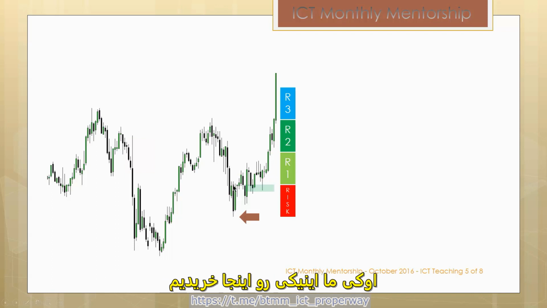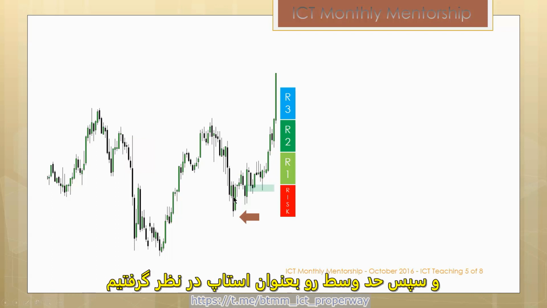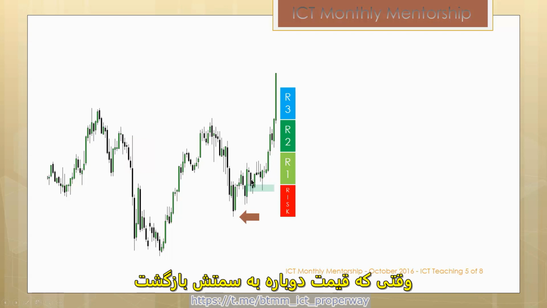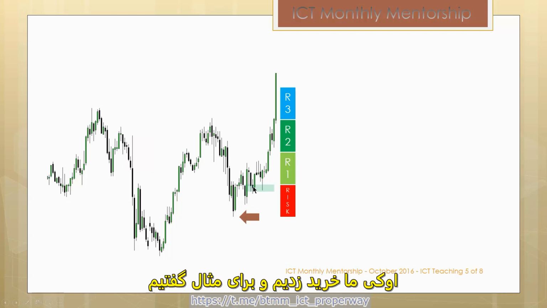Okay, we bought this one here, and then we used the mean threshold as a stop, and it stopped us out here. And then we used this down candle when price ran back down into it. Okay, we went long, and say for instance, we did the same thing.